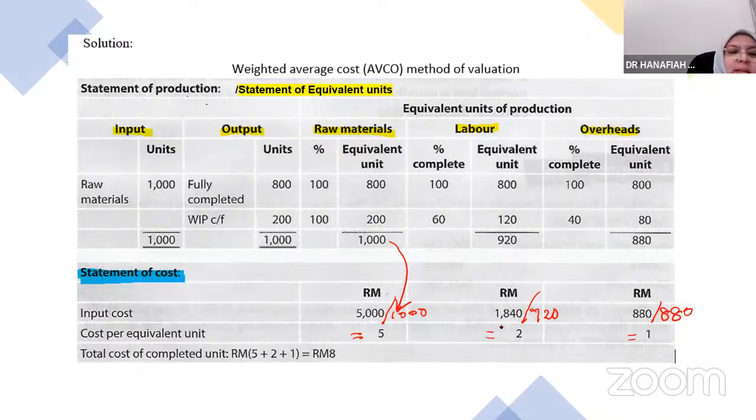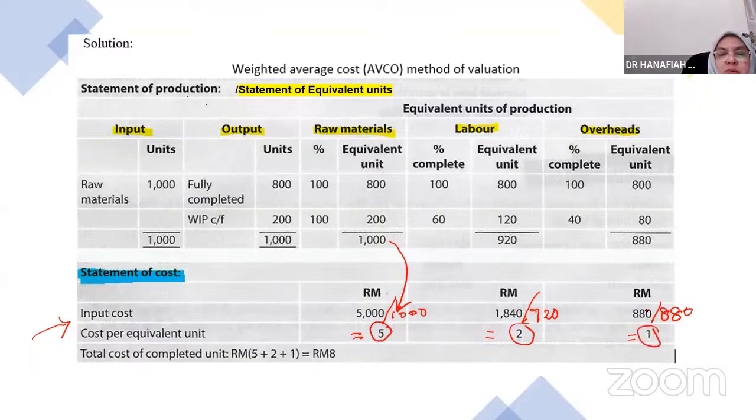If you want to add another column here, also no problem. Under input, you want to write 1,000. Whatever figure that you have here, you transfer down there, and then you have ample columns to get the CPU, CEU. All right. So after you divide this input cost with the equivalent unit, you have the cost per equivalent unit.